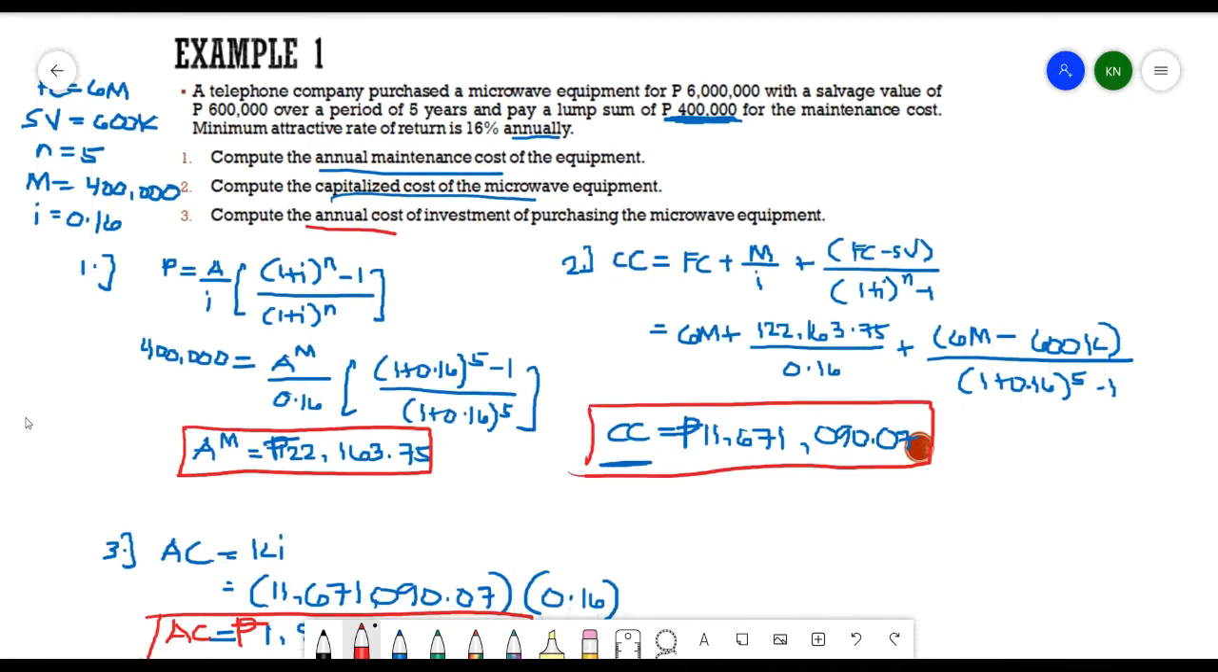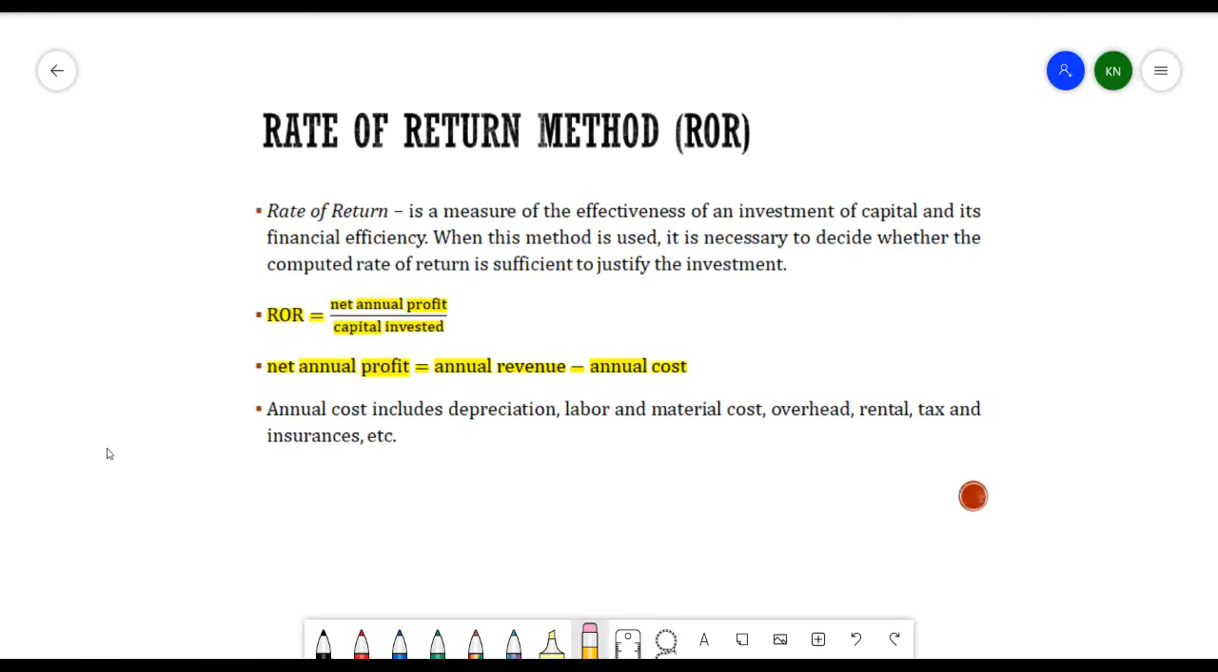So that's it for this example. Another method under the economy studies is the rate of return method, or the ROR. Rate of return is said to be a measure of the effectiveness of an investment of capital and its financial efficiency. When this method is used, it is necessary to decide whether the computed rate of return is sufficient to justify the investment. So we have the formula of our ROR, which is equivalent to the net annual profit divided by the capital invested. And the net annual profit is equivalent to annual revenue minus annual cost.